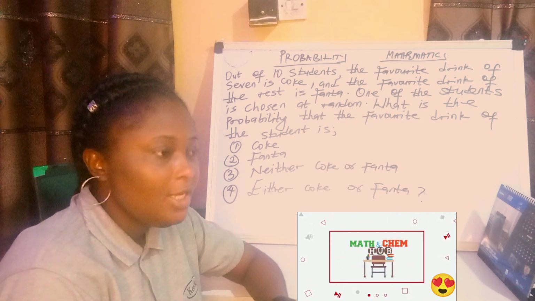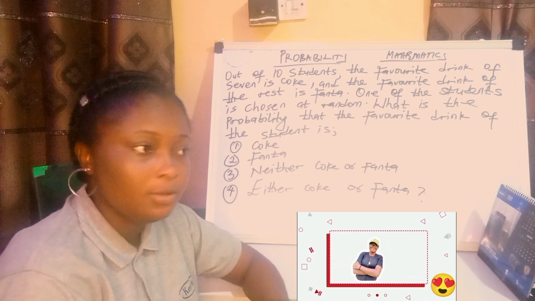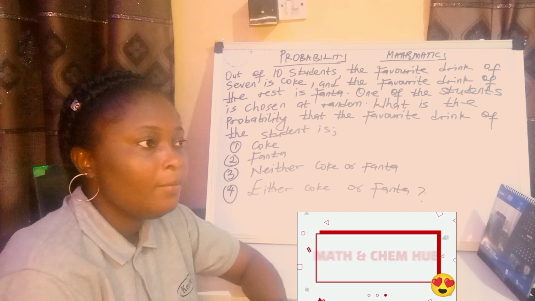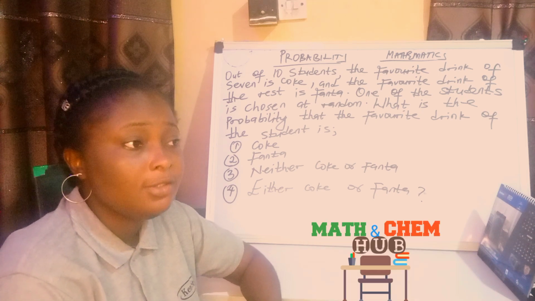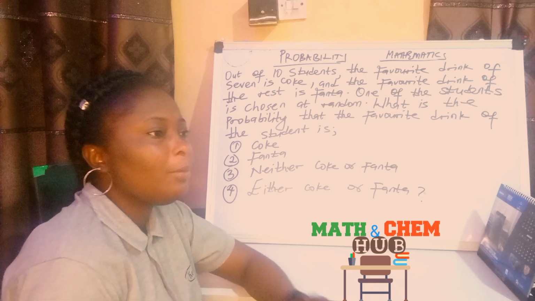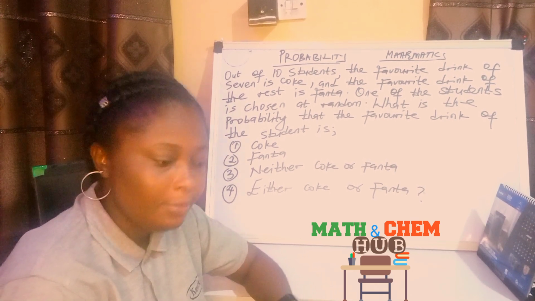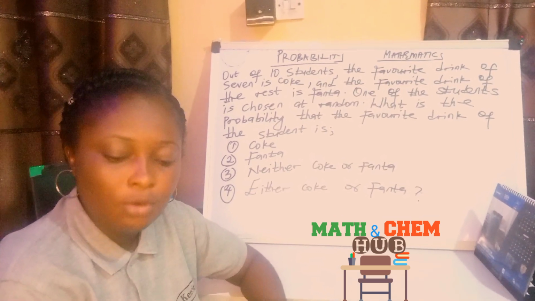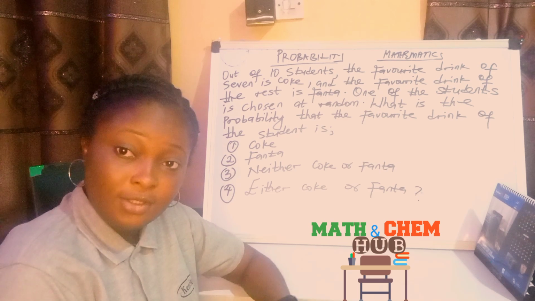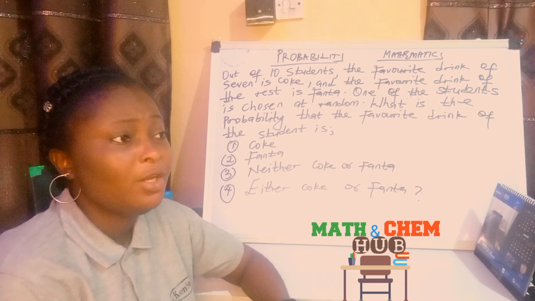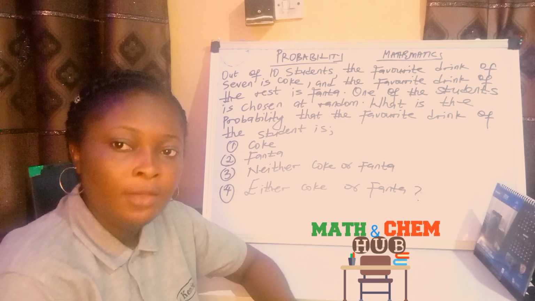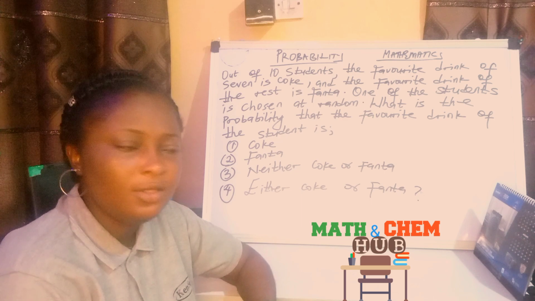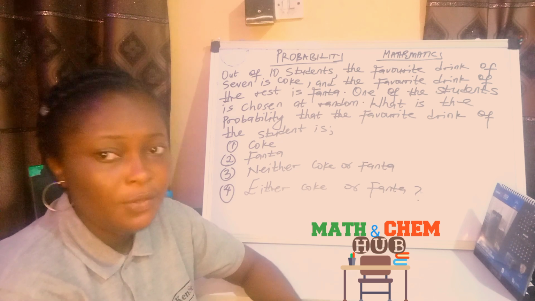Now, in probability, if something is certain to happen, let's take for instance, if today is Monday, then the probability that tomorrow is Tuesday is 1. The probability of something that is certain to happen is 1. But if something is certain not to happen, let's say today is Monday and you are asked to find the probability that tomorrow will be Wednesday, you know that it's not possible. So the probability that tomorrow will be Wednesday is 0. If something is certain not to happen, the probability is equal to 0.